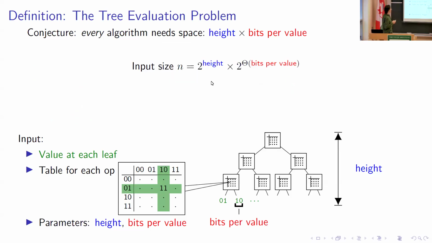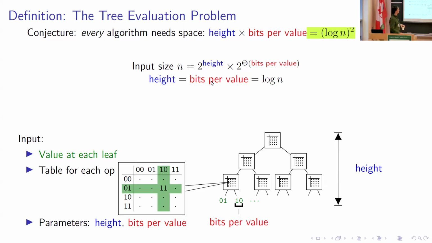So the input to the tree evaluation problem has size 2 to the power the height of the tree times 2 to the power on the order of the number of bits per value in the tree. And that's because the tree has 2 to the power height nodes, and each node has an explicit list of its output for every combination of inputs. So if you turn this around, that means you can think of the height and the bits per value parameter as both being about log n. So that means this conjecture is saying you need log n squared space to solve the problem. In particular, it can't be solved in log space.